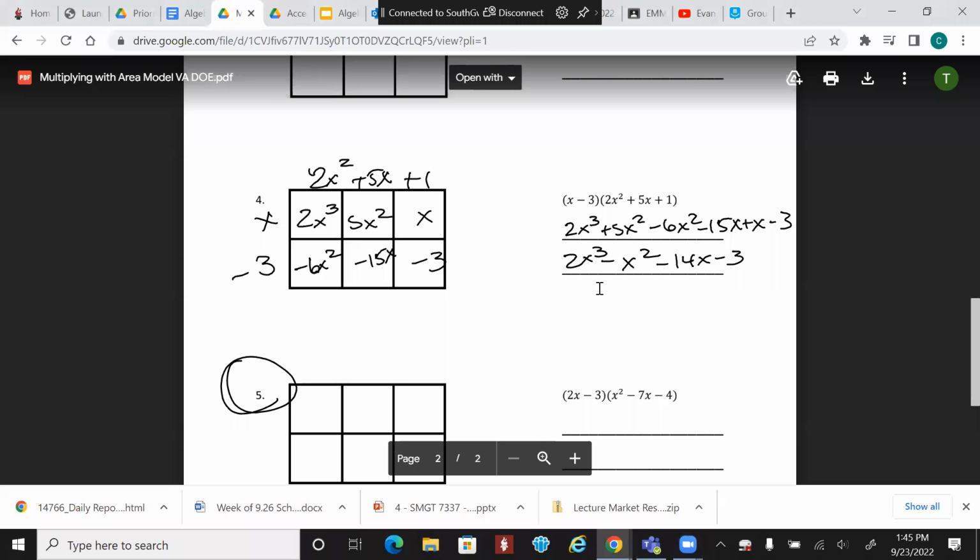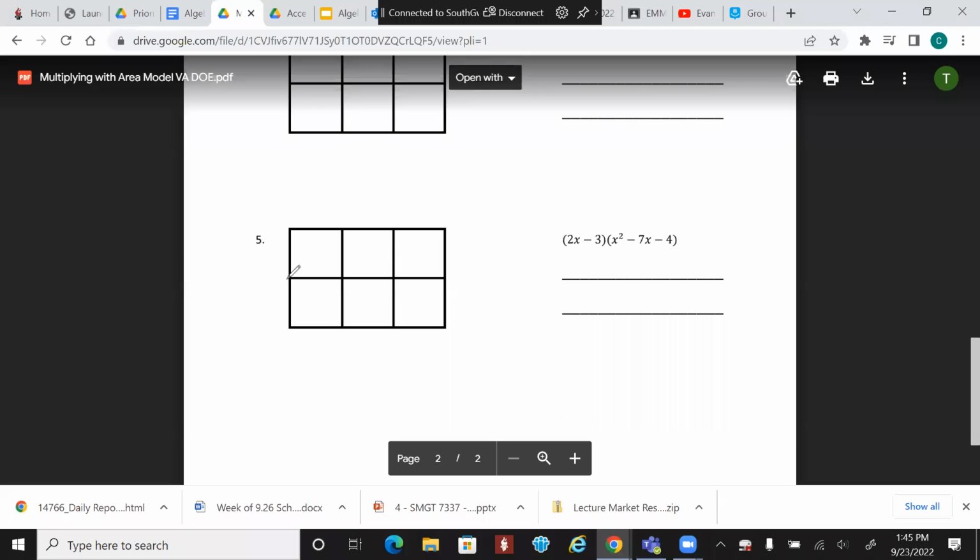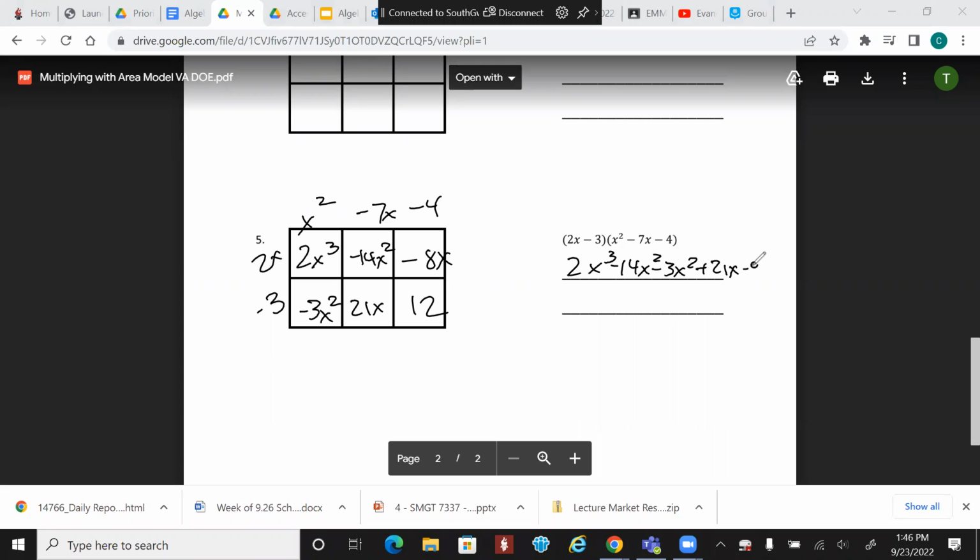Okay, so on here, you're going to put 2x minus 3 on one side and x squared minus 7x minus 4 on one side. You're going to multiply everything out. Write everything out in one line. And then combine like terms.